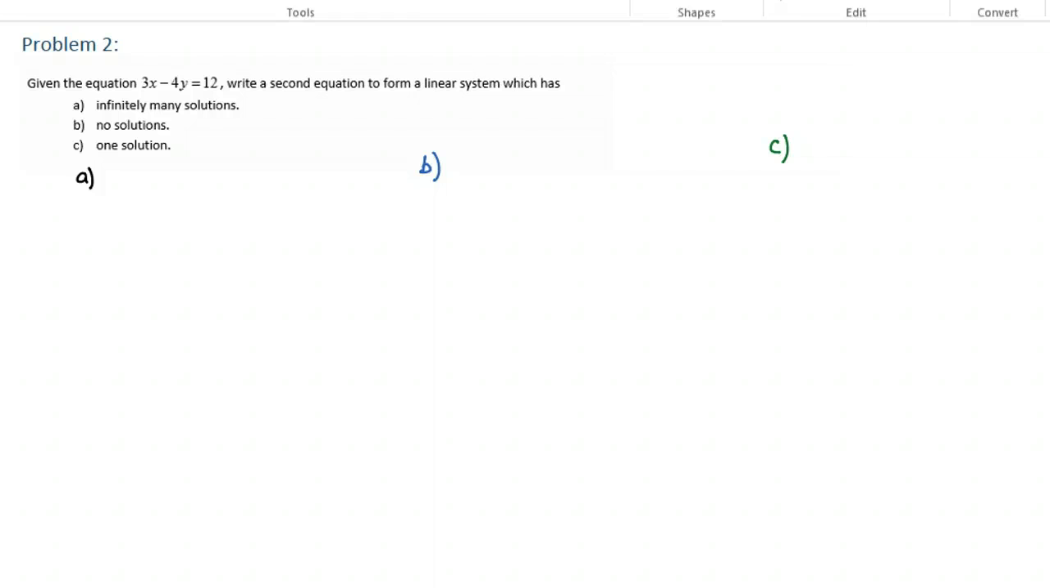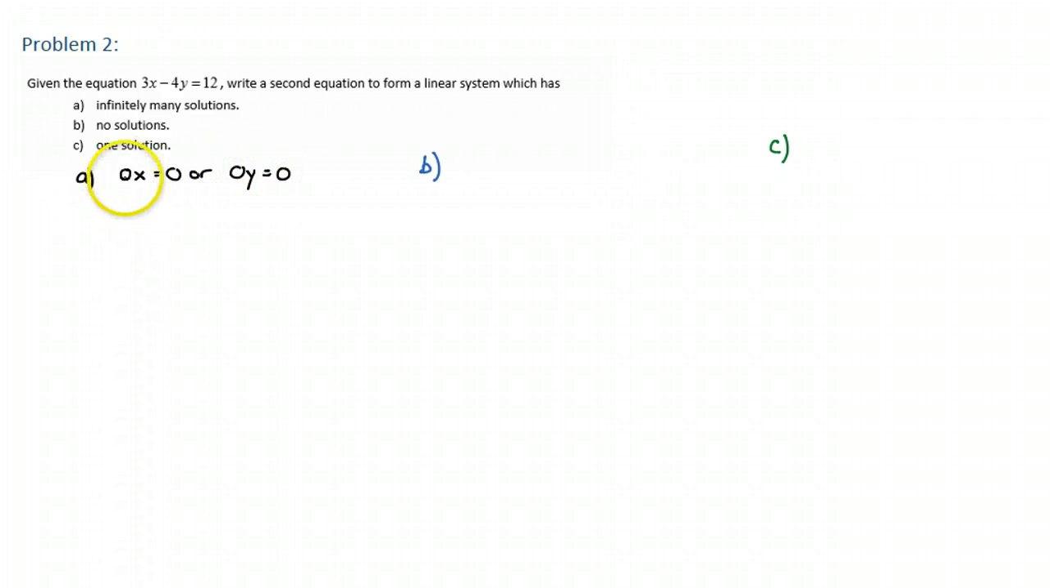So key thing to remember with infinitely many solutions is if we set up our two equations, we'll end up with something along the lines of 0x equals 0, or if we're solving for y, we'll get 0y equals 0. And the reason why this indicates infinite solutions is because it says I can put any x that I want into here and it's going to work. So that means every value of x is valid. Likewise with y. So this case occurs when the lines are the same.